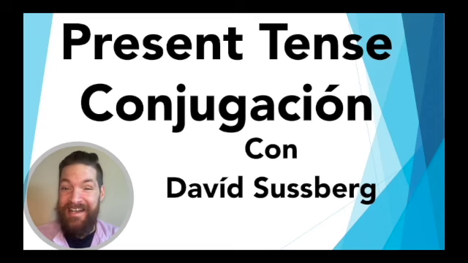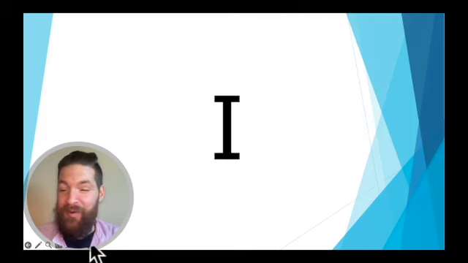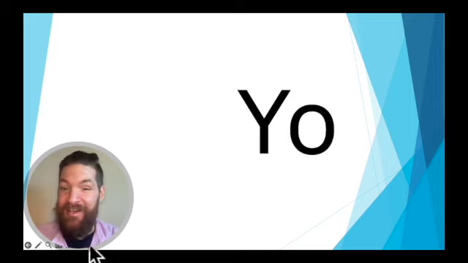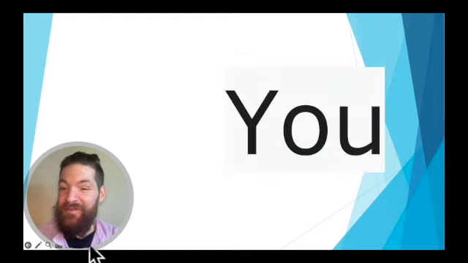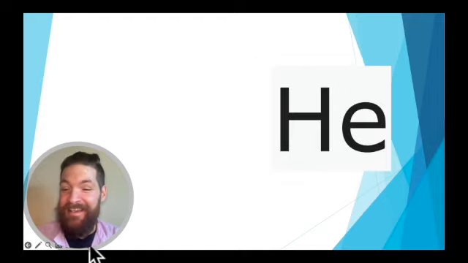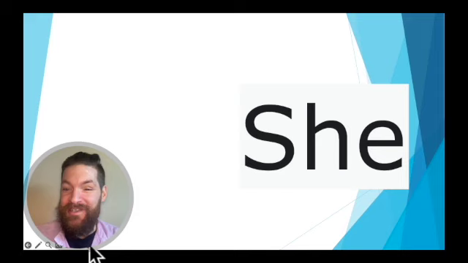Awesome. So present tense conjugación, or conjugation, is really quite simple. Before we get into the actual verbs, this is just a quick little review for everyone. How do you say I in Spanish? Yo. What about you? Tú. What about he? Él. What about she?